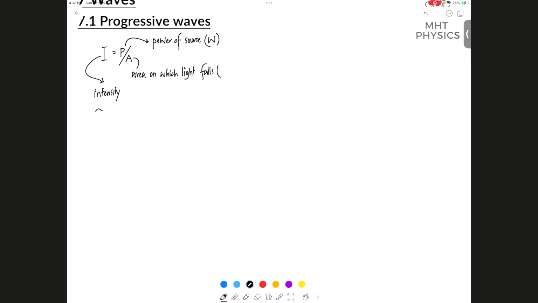And what is the unit for area? Meter square. So what is the intensity unit? Watt per meter square. So it essentially tells you for 1 meter square, how much power will you be receiving? It's not surface area, it's a contact area, the area on which the light falls, so surface area is a bit different.